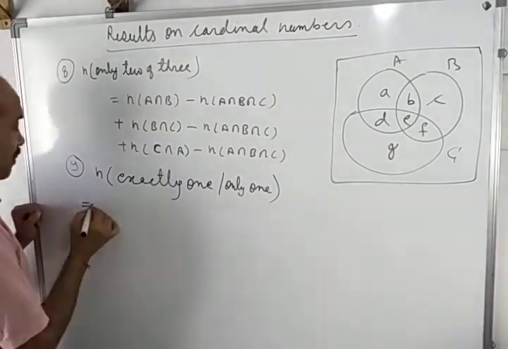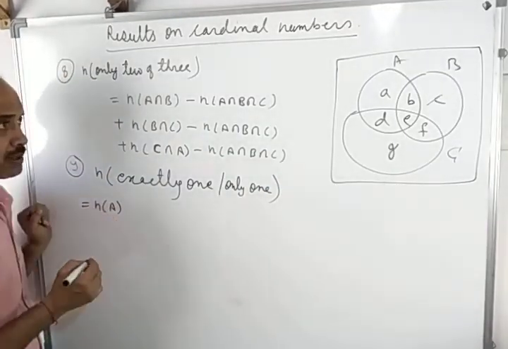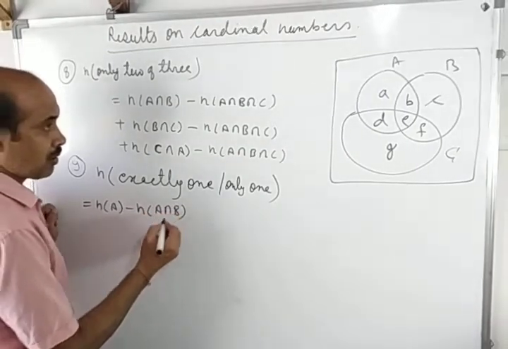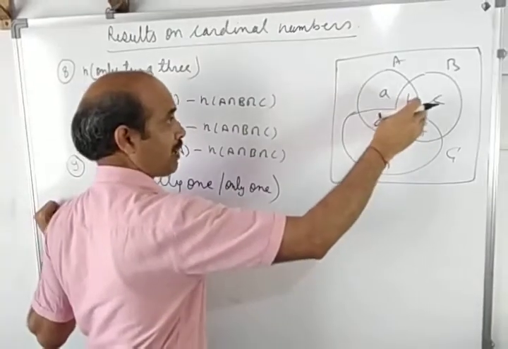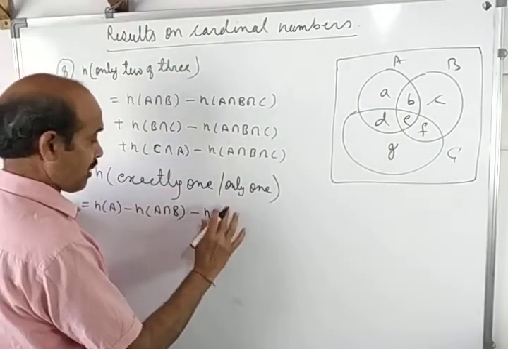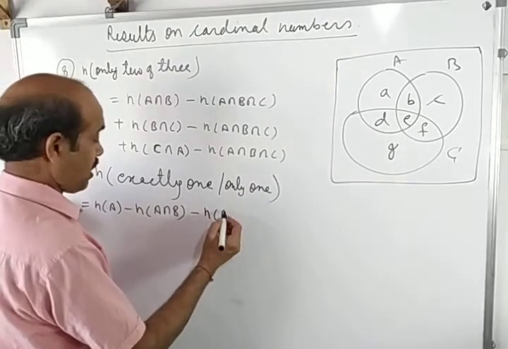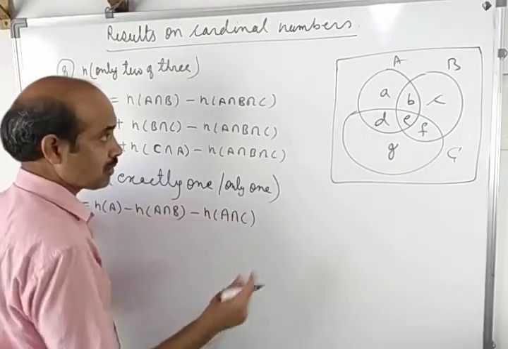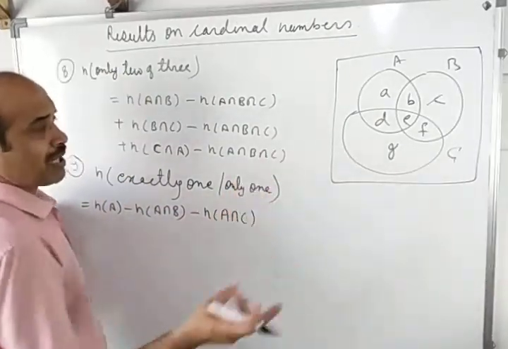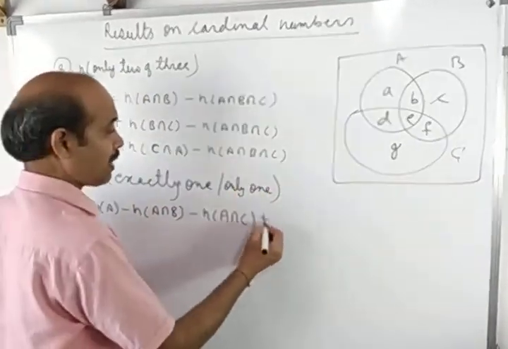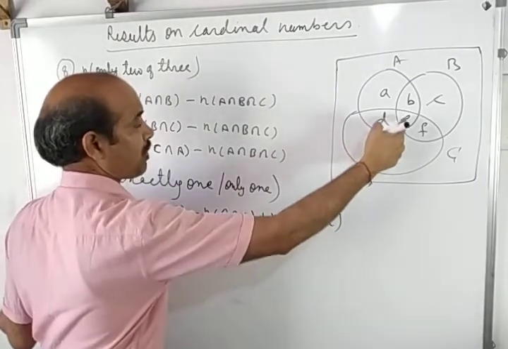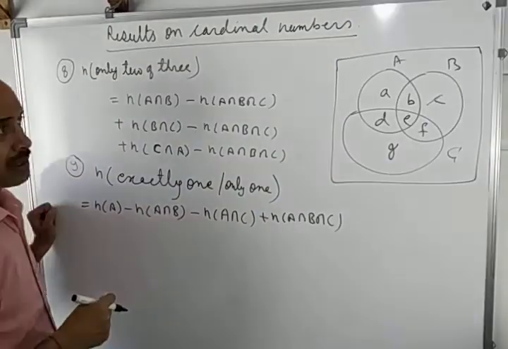Then it will be n A minus n A intersection B. Then these two are minus. Then minus n B intersection... We are finding for A. So A intersection B, A intersection C. Then D and E are minus. But E has been subtracted 2 times. So we have to add A intersection B intersection C, because we have to subtract it only 1 time.